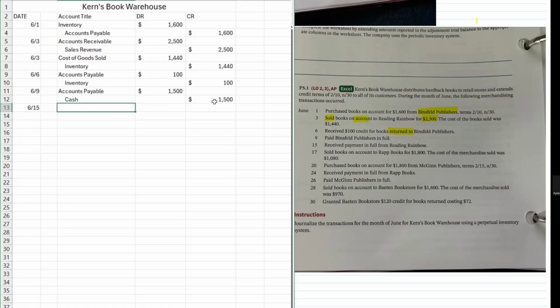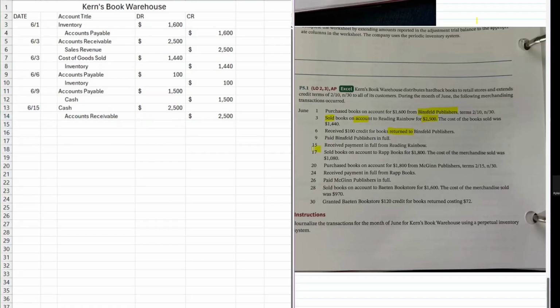June 15th. Received payment in full from Reading Rainbow. So we received payment. So we're increasing cash. Why are you indented? Why is this not working? Did it work? Maybe. I think it did. Perfect. So we're receiving cash for the full thing. So accounts receivable was 2,500. So 2,500. And then we're decreasing that accounts receivable because we don't have the right to collect that money anymore. One more.